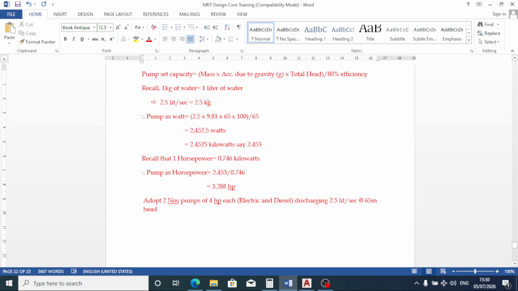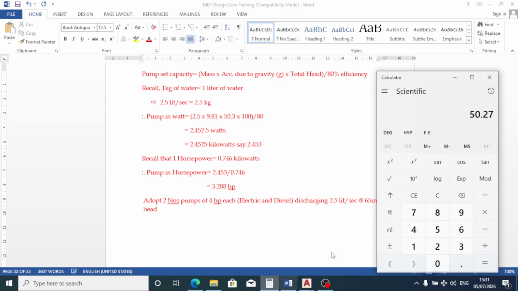Now 2.5 kg will replace this 2.5 liter in this formula. So pump in watt now, whatever we get will be in watt. So 2.5 times 9.81 times our total head, which is 50.3, times 100 divided by 80. Remember, we stepped up our efficiency to 80. So let's do this calculation and see.